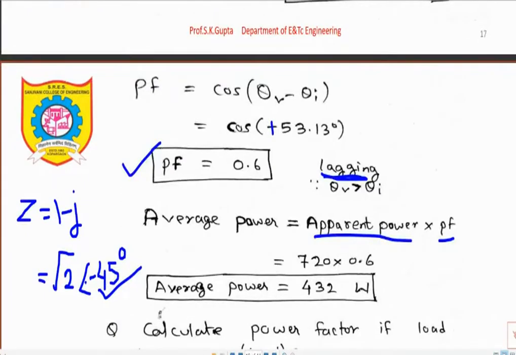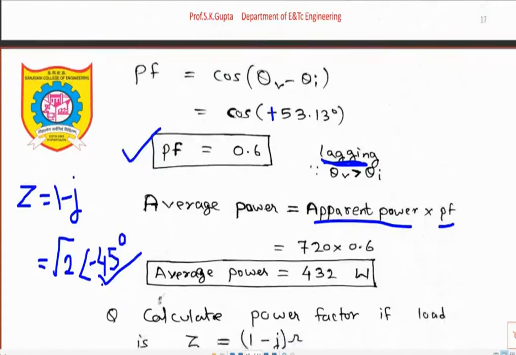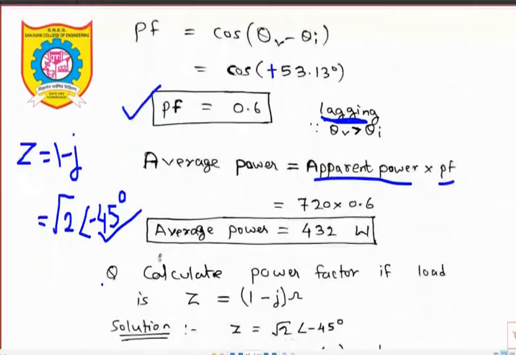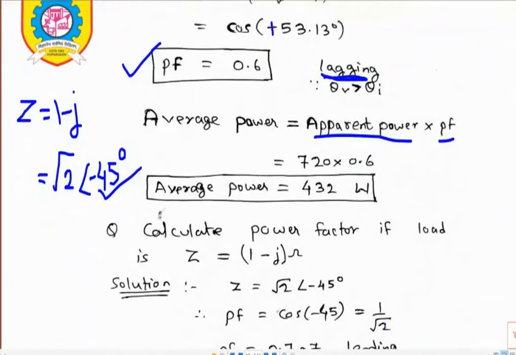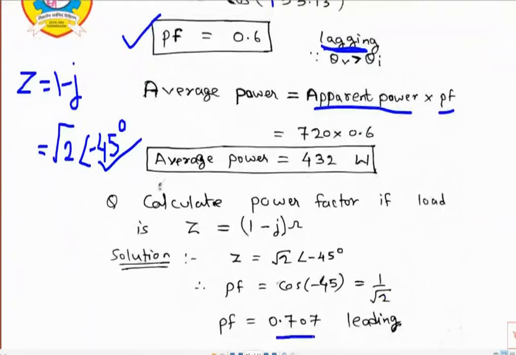Another definition for power factor is cos of theta V minus theta I, and one more is cos of impedance angle. Power factor is the cosine of impedance angle. So cos minus 45 equal to cos 45 because cos minus theta equal to cos theta, and cos 45 is 1 by root 2, and 1 by root 2 value is 0.707.